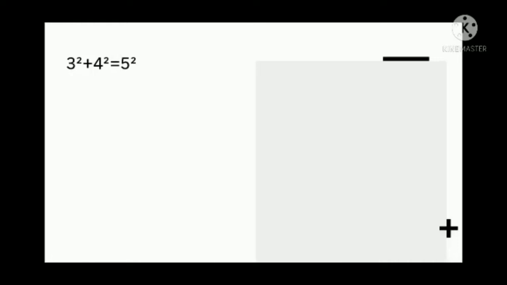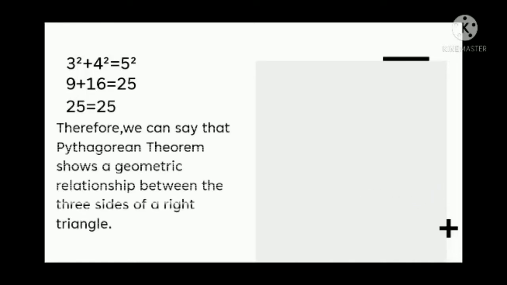In the order of operations, we need to solve the exponents first. 3 squared is equal to 9, 4 squared is equal to 16, and 5 squared is equal to 25. 9 plus 16 is 25, which is equal to 25. Therefore, we can say that the Pythagorean theorem shows a geometric relationship between the three sides of a right triangle.